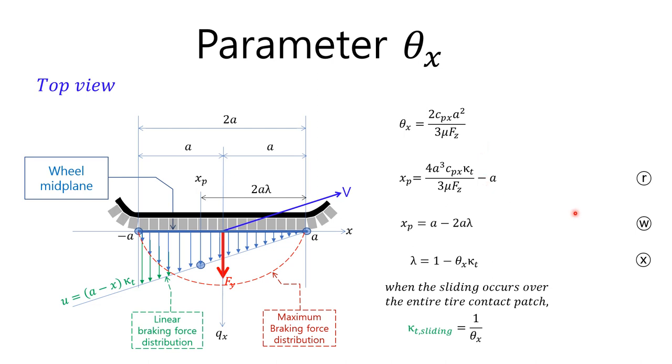Since the equation R and the equation W are the same sliding start point xp, the equation X can be obtained. By substituting 0 for lambda to the equation X, the longitudinal slip kt sliding, at which sliding occurs over the entire tire contact patch, can be obtained, and the theta x at this time represents the function of longitudinal slip kt sliding.